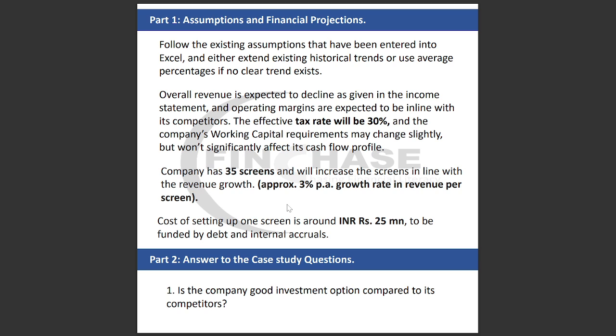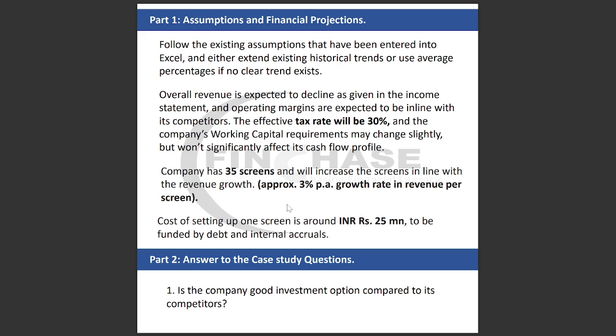Okay, now moving ahead to the second paragraph, that is overall revenue is expected to decline as given in the income statement and operating margin expected to be in line with its competitors. Now here the operating margins are given to us. It means we have an operating margin of 13 to 14% historically when we initially started our case study analysis, right? Now it is saying that its operating margins are expected to be in line with its competitors.